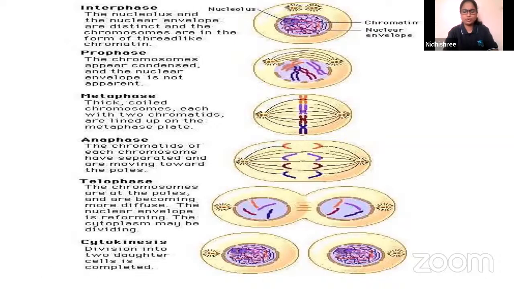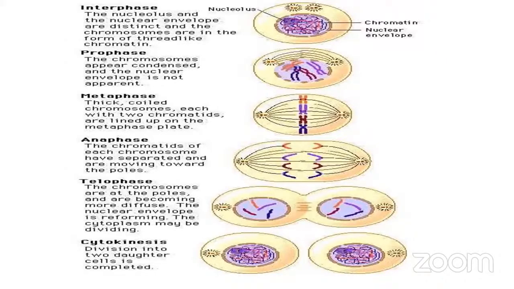Kanchana Raj, can you read about metaphase and anaphase? Yes, ma'am. Metaphase. Thick coiled chromosomes, each with two chromatids, are laid upon the metaphase plate. Anaphase. The chromatids of each chromosome are separated and are moving towards the poles.